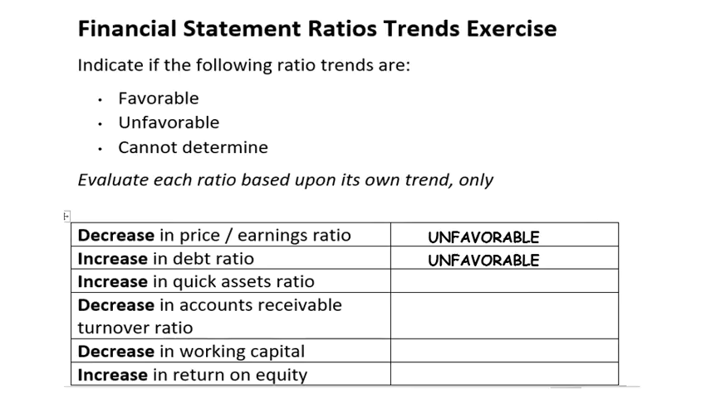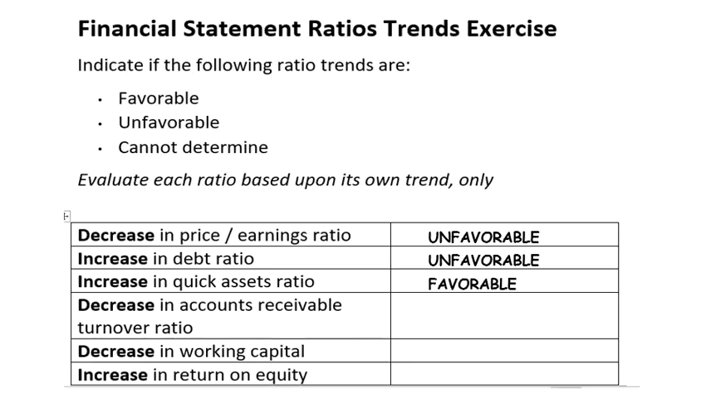Okay, now we have an increase in quick assets ratio. If you remember, quick assets are those current assets that can be converted into cash very quickly to pay off current debts such as in an emergency. Now, the quick ratio means that the ratio of those quick assets to the current liabilities is actually increasing. So what that means is that as the ratio increases, we have more quick assets to pay down the current liabilities. So that would be considered favorable.